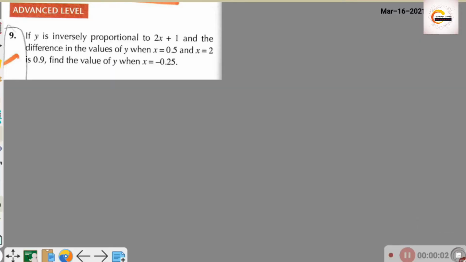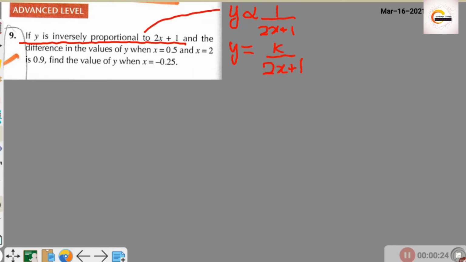Question number 9, advanced level. If y is inversely proportional to 2x plus 1, let's not go further. First, we will write this relationship. Inversely proportional to 1 upon 2x plus 1. And after putting the constant of variation, this relationship will become y equals k upon 2x plus 1. So, this is going to be our formula number 1.